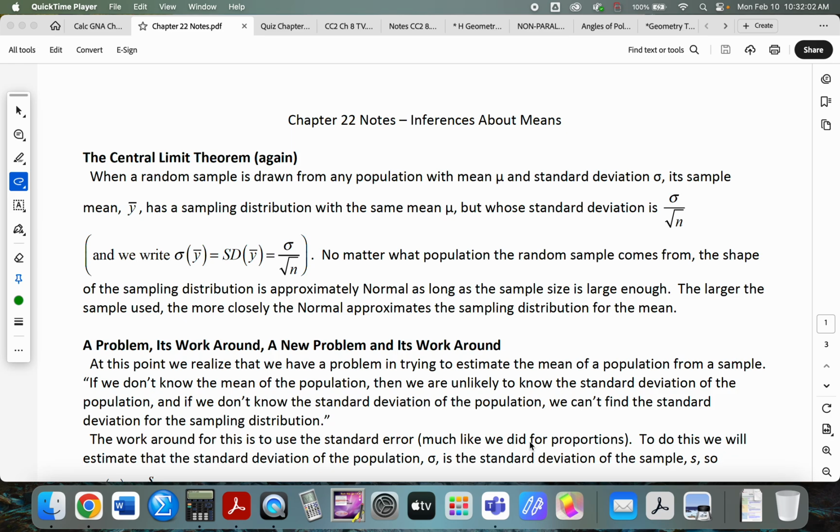Today we're going to talk about doing inferences for means. We've done inferences for proportions, both one proportion and two proportions, where we're comparing the two proportions. This is the first chapter in the next section.